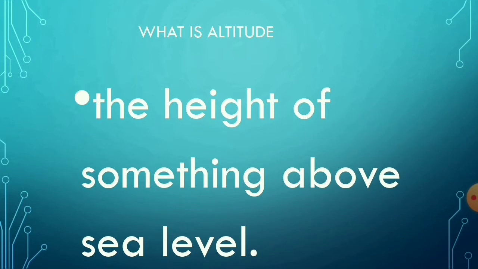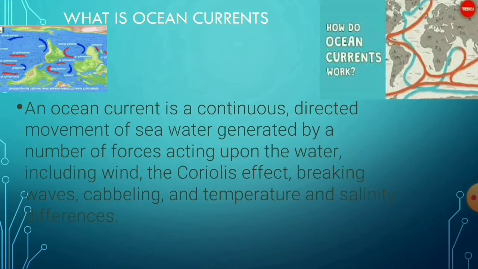And now let's learn what altitude is. It is the height of something above sea level. Altitude means, friends, if you go higher and higher, you will feel cold. But if you come down, you will feel heat. This is called altitude. And now let's learn what ocean currents are.